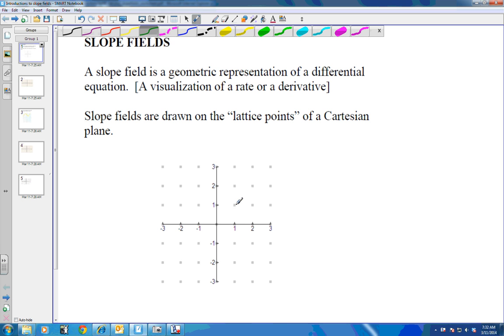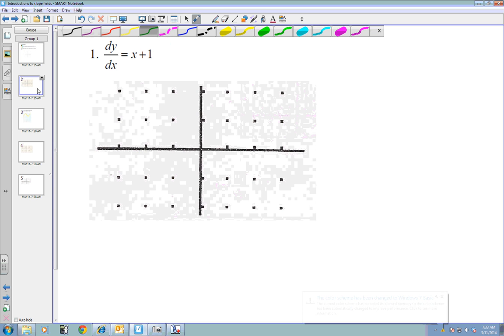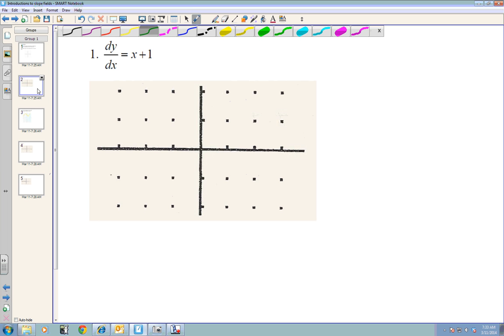So I'm talking about the actual point, let's say 1, 1. When I draw my slope field, I will draw it on that point. Okay, and I'll show you an example. So let's just look at the first problem on your worksheet. I'm supposed to draw the slope field of this differential equation, dy/dx equals x plus 1.